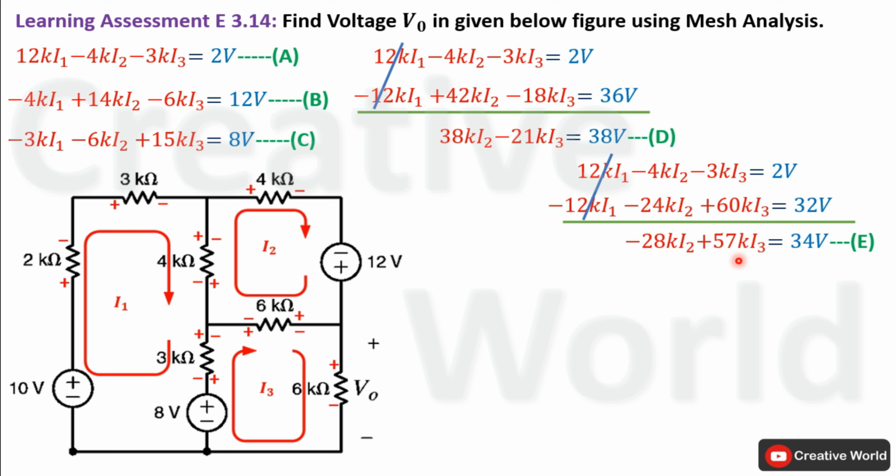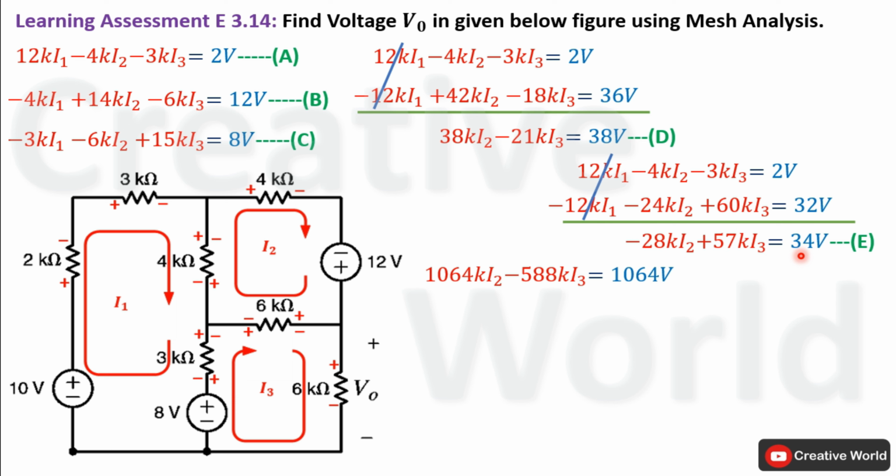Now in order to calculate the value of current I3, we will multiply equation E with 28 and equation D with 38 and add the resulting equations together to find the value of current I3. So first of all, equation D will be multiplied with 28. The equation will become 1064k I2 minus 588k I3 equal to 1064 volt.